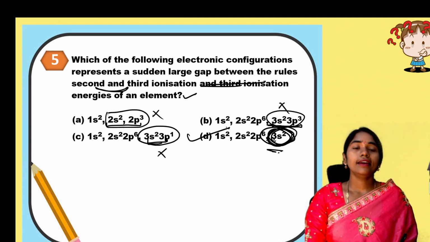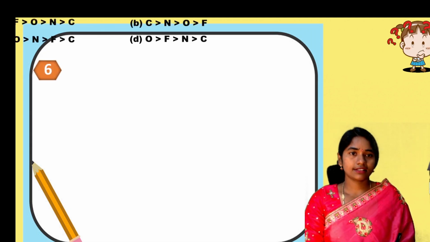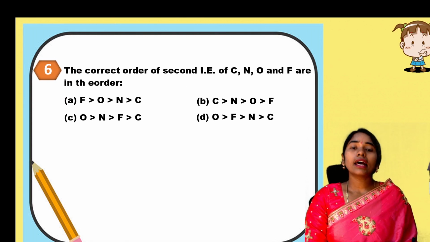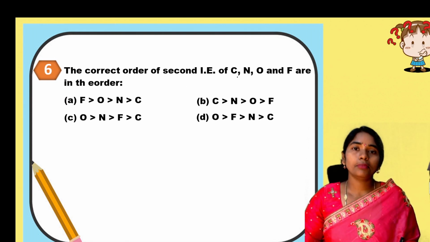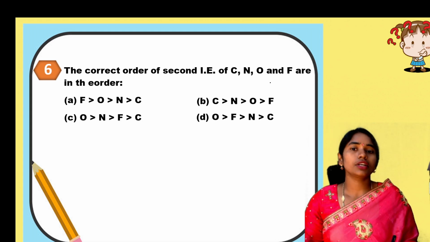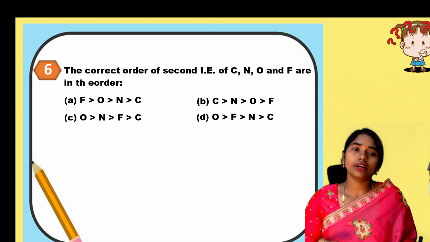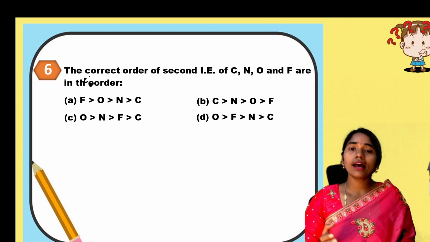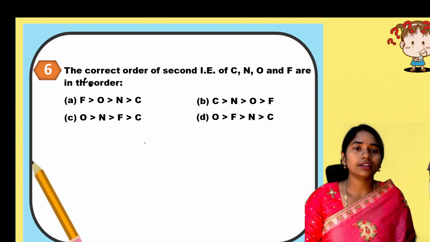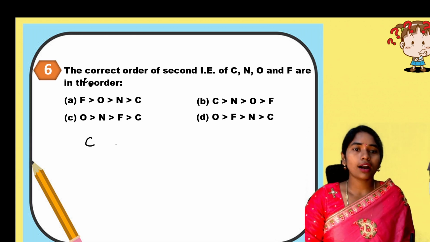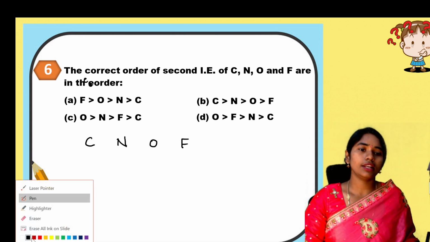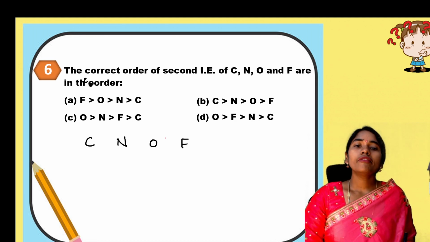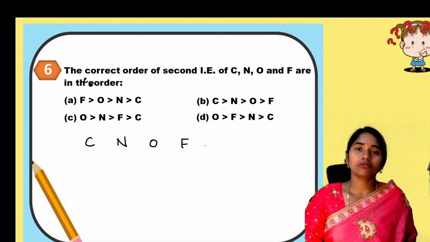Got the clarity? Now see question number 6. The correct order of second IE of carbon, nitrogen, oxygen, fluorine is in the order. So what they're asking is the second IE order. See how easily you can do carbon, nitrogen, oxygen, fluorine. They're asking the second ionization energy. First ionization energy means this only.